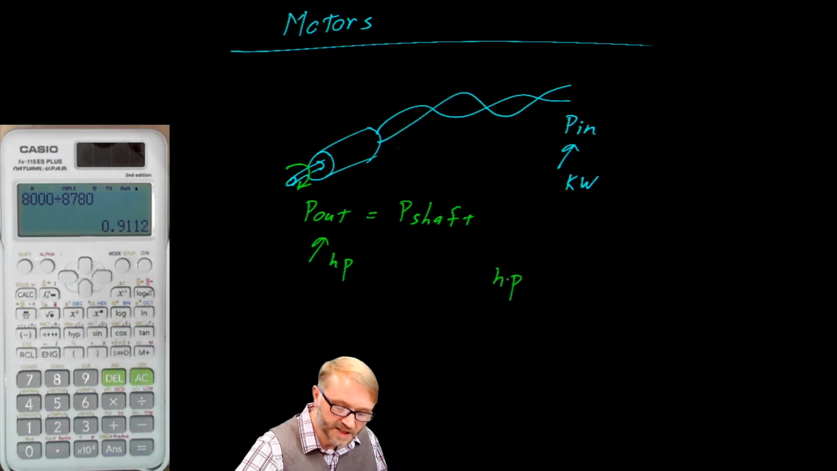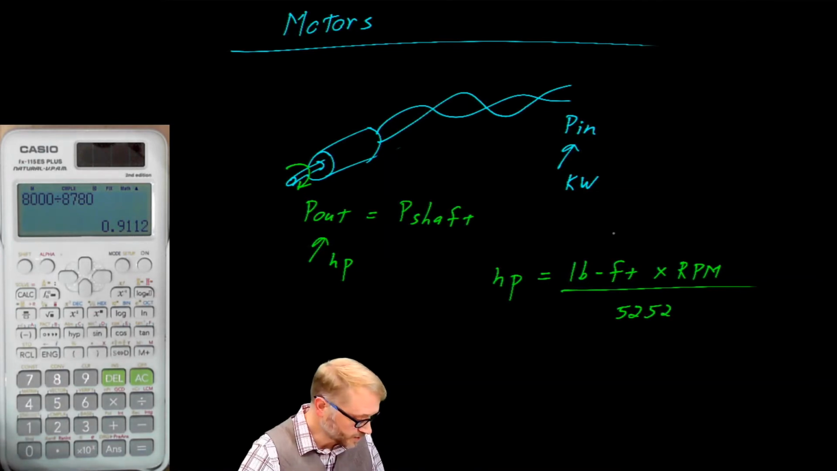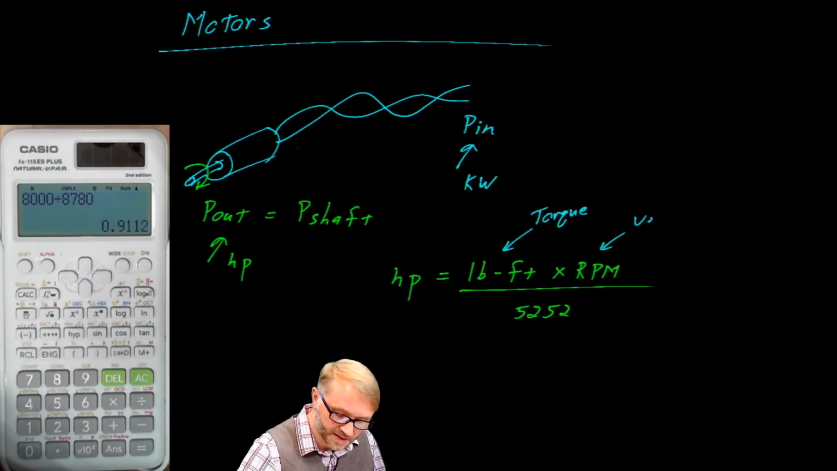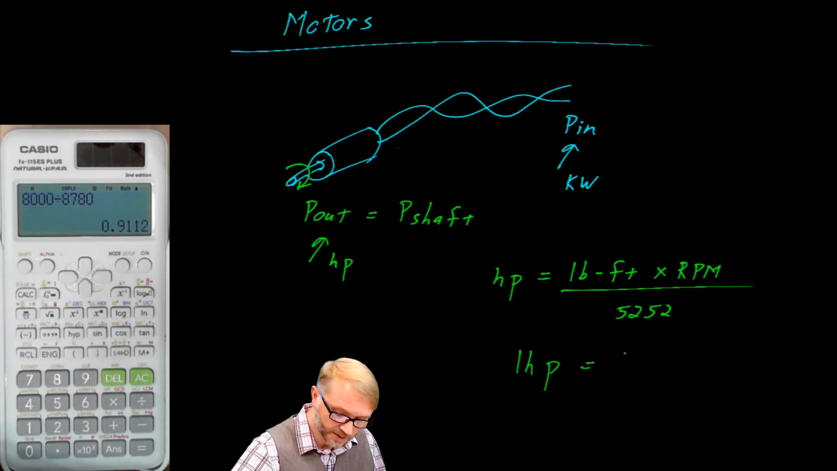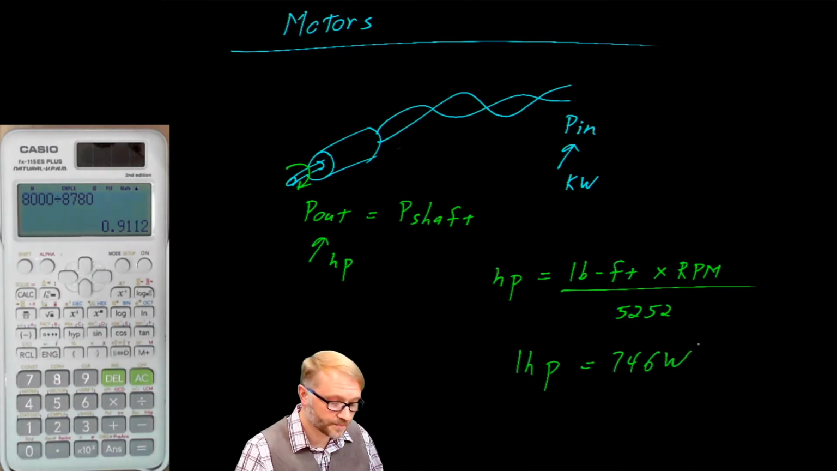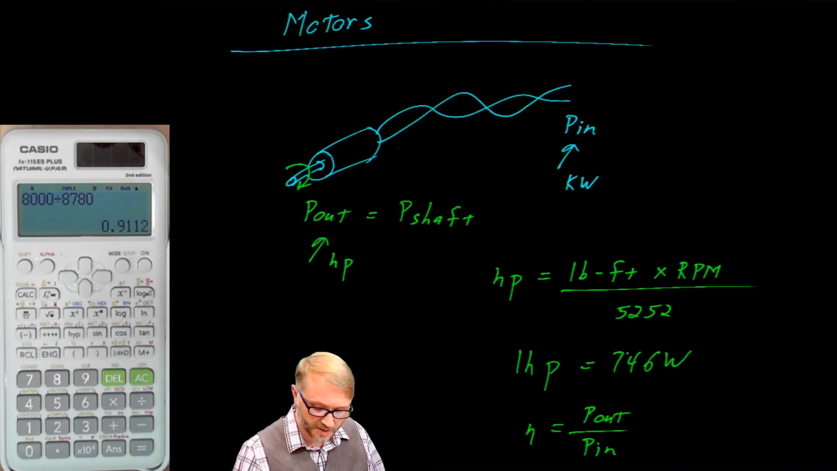Know that horsepower may be expressed in terms of torque. For this class, we'll use foot-pounds and RPM. So torque by RPM divided by 5252 gives you horsepower. That's torque and velocity. 1 horsepower is equal to 746 watts. And remember, efficiency is power out over power in. If you put all those concepts together, you're in good shape to talk about motors.